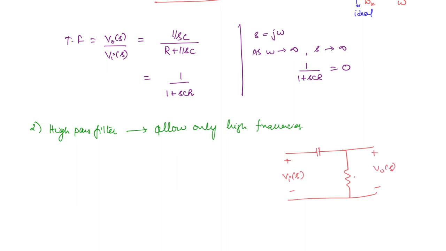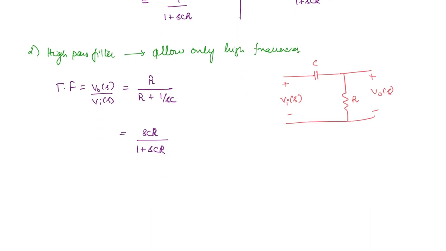So this is R and this is C. In a similar way, you can find out the transfer function here. V naught of S by Vi of S will be equal to, the voltage is taken across R divided by R plus 1 by SC. So what you are going to get? SCR divided by 1 plus SCR.